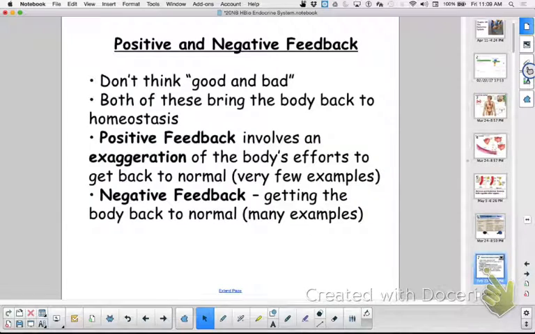And Slate's going to tell you why. Go ahead, Slate. Talk to him about positive and negative feedback. Okay. Both of these bring the body back to homeostasis. Negative feedback is getting the body back to normal. There are many examples.